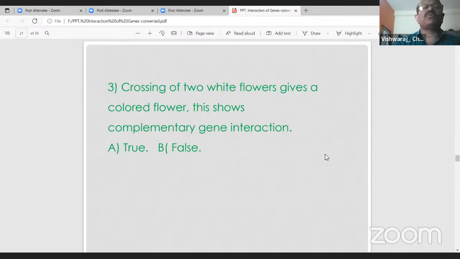Crossing of two white flowers gives colored flowers. This shows complementary gene interaction, whether it is true or false. There are only two options: the above sentence is true or false.